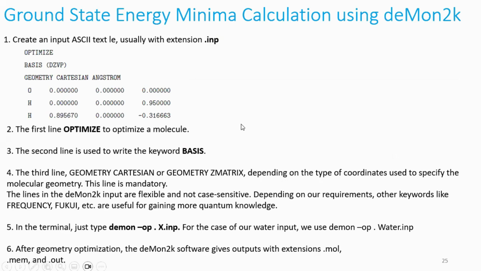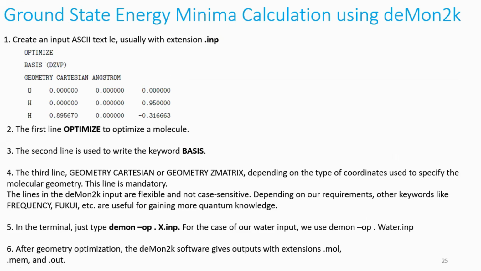So, how can we run this calculation? You just write the geometrical Cartesians. For example, these are the geometric Cartesian coordinates of the water molecule. We give a keyword called optimize. That means it will optimize the molecule. And then we give the basis set. Here, for example, we are selecting the DZVP method.